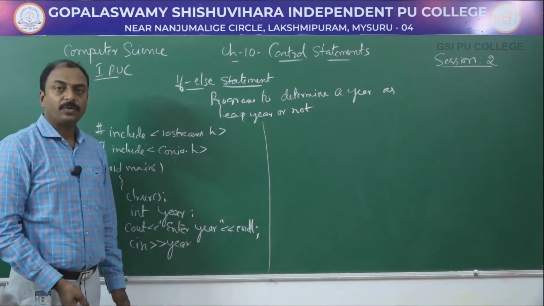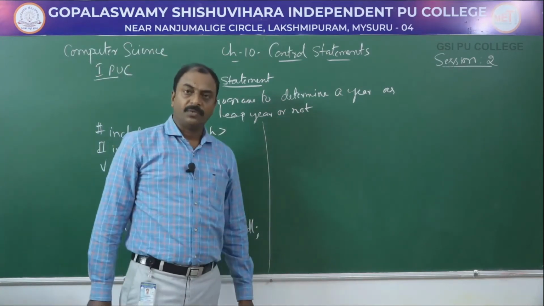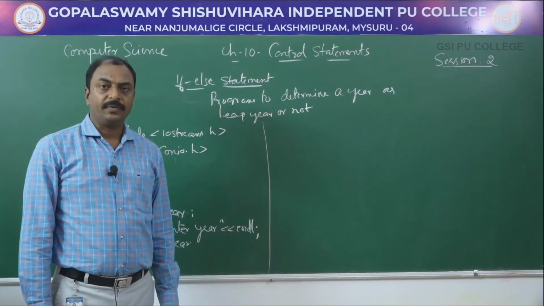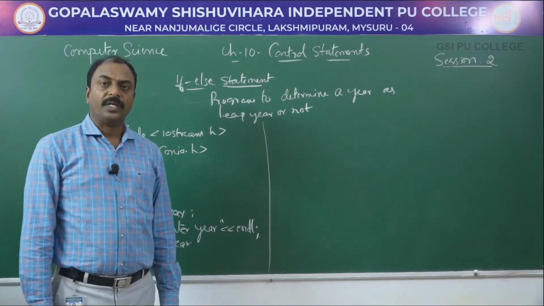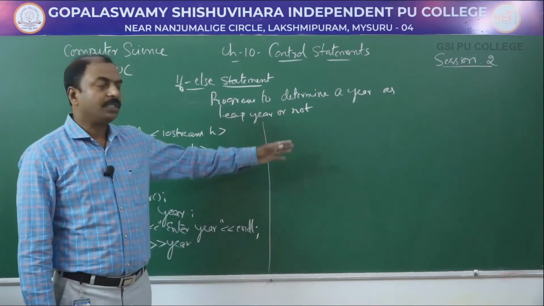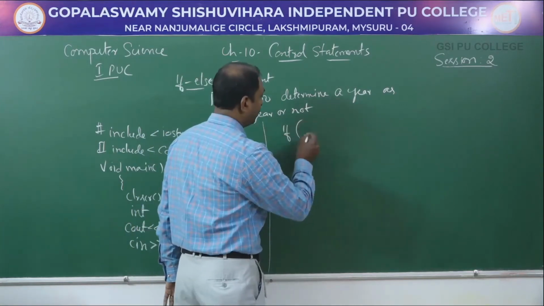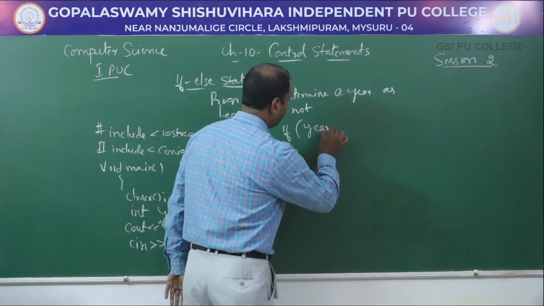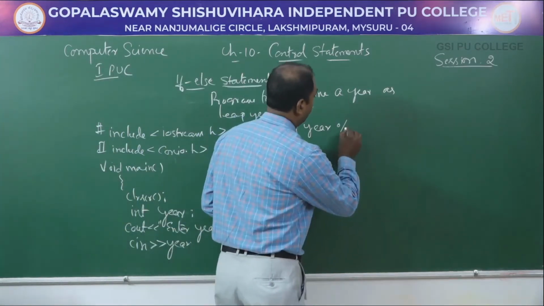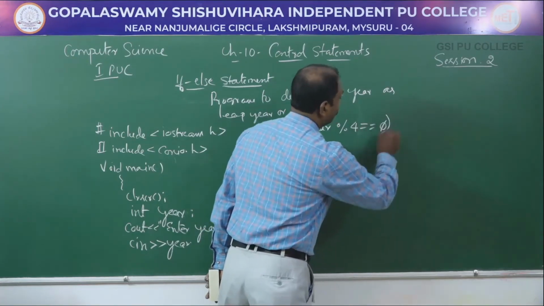Next step is we have to make use of an if-else statement. So what is the logic, what is the condition of this? If any year is completely divisible by 4 without leaving any remainder, then those years are called leap years. That is the logic we are going to use here. So here if condition is year, this is the variable year, and we are using the operator percentage 4 is equals to 0. So this is the condition.